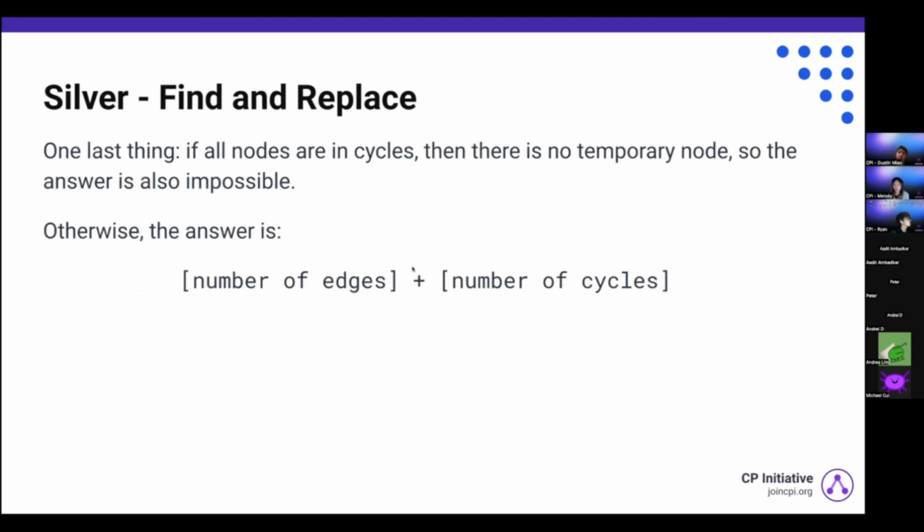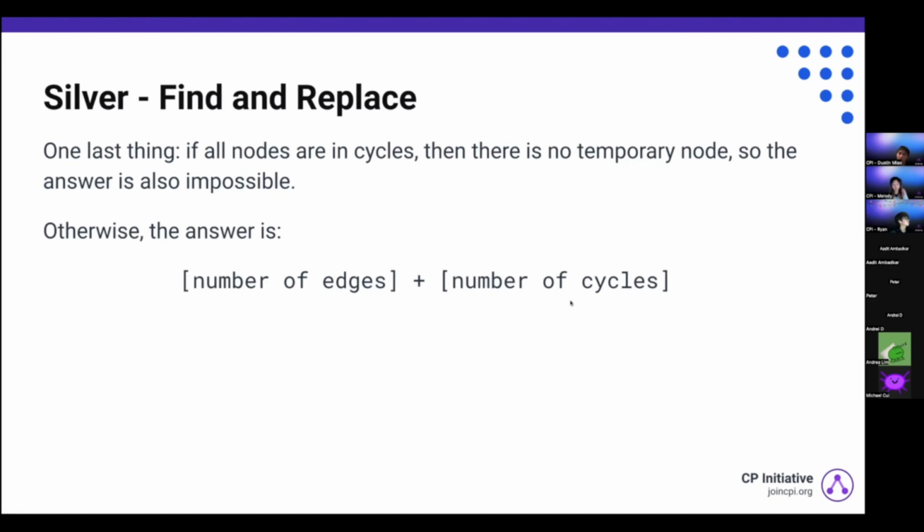With the cycle case, we have to notice one last thing: if all the nodes are in cycles, that's all 52 nodes in cycles, then we can't have a temporary node to switch to. So then the answer is also impossible. You can also think of it as: if all 52 letters in T are present and S is not equal to T, then any move in S will result in duplicates forming. That means any move in S will result in less than 52 letters, which shows that the answer is impossible. Otherwise, the answer is the number of edges in our graph plus the number of cycles in our graph.